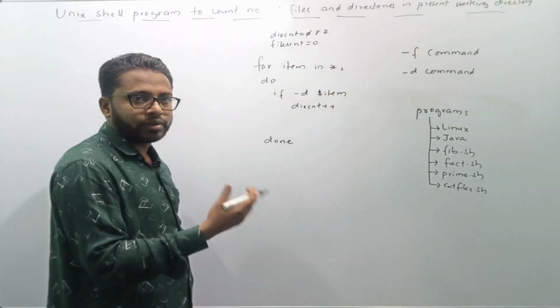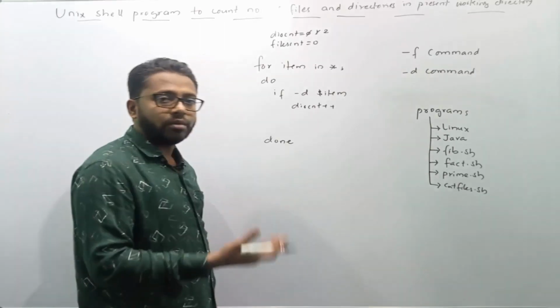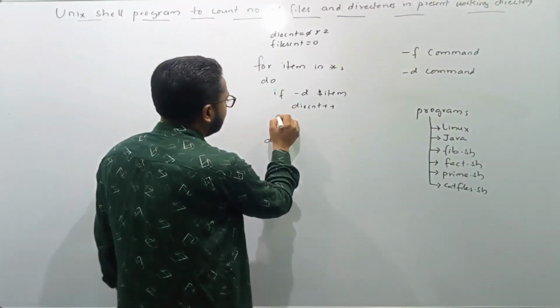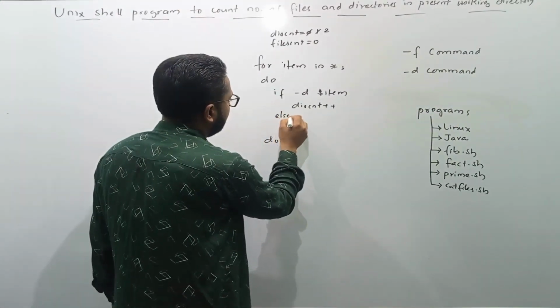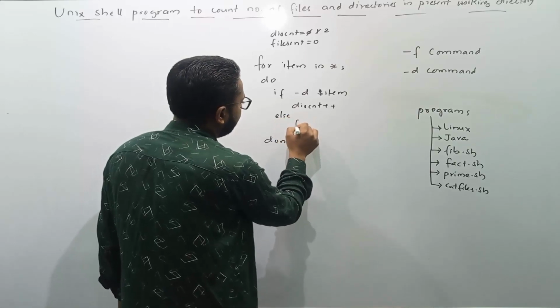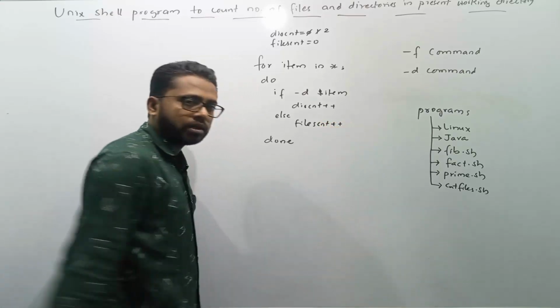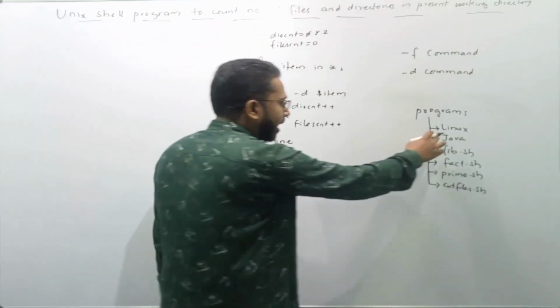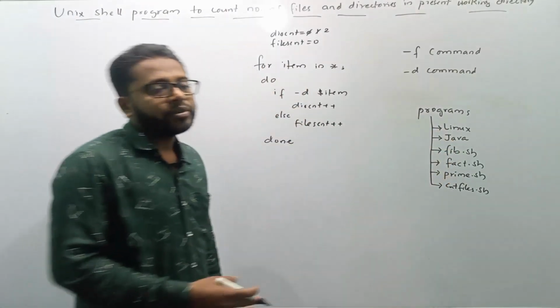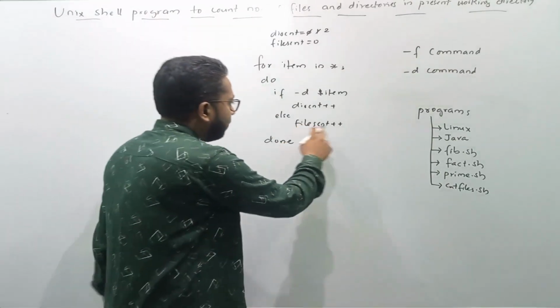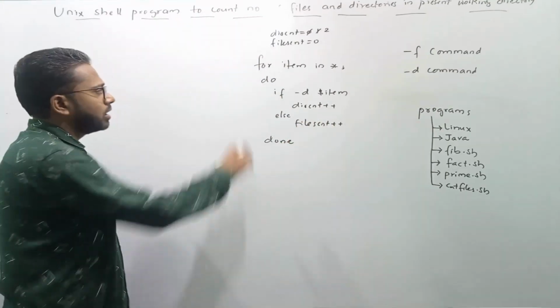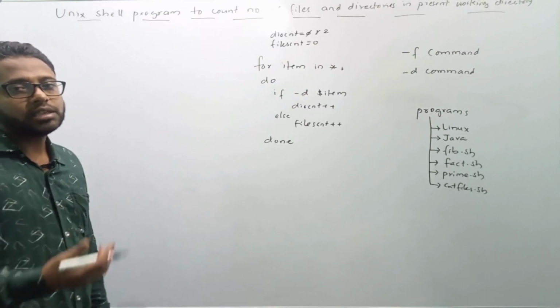What if the resource which we are pointing to is not a directory? Then it will be a file, so that can be checked in the else part: else, files count plus plus. Okay, if it is not a directory, then it must be a file, so it will increment the files count. The same code I will be using to write a shell program.